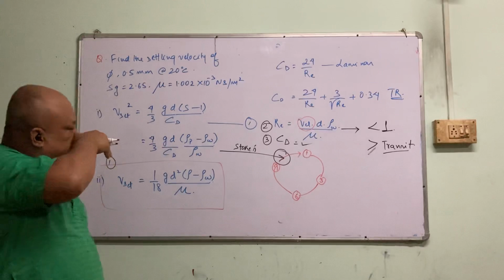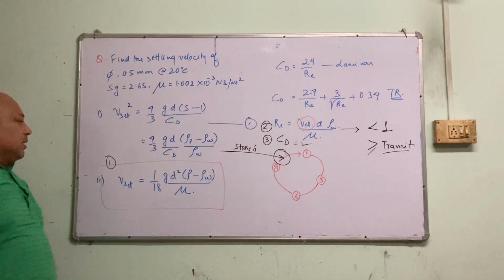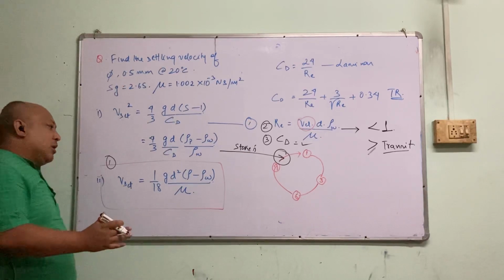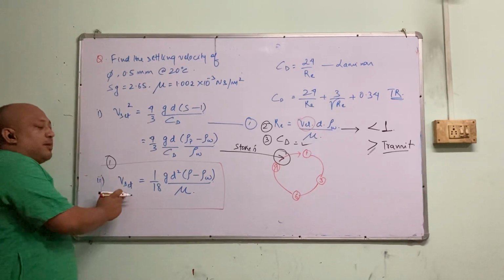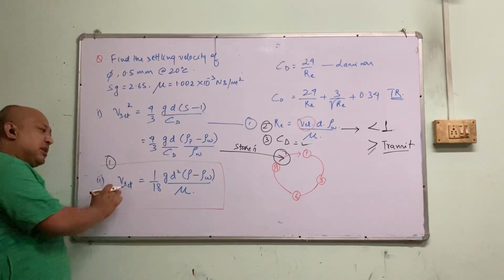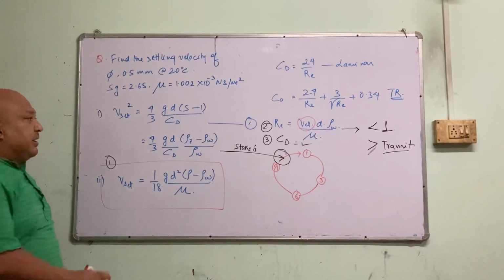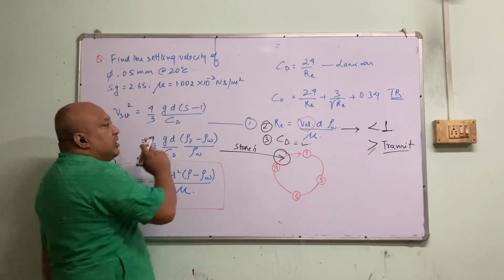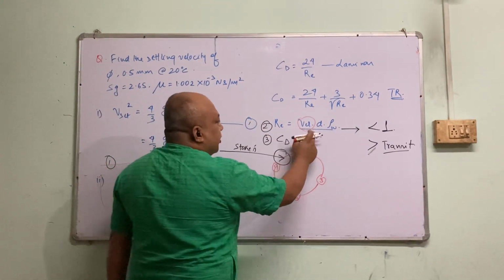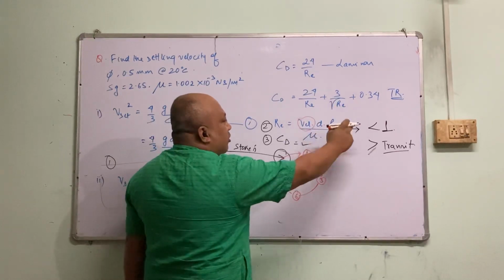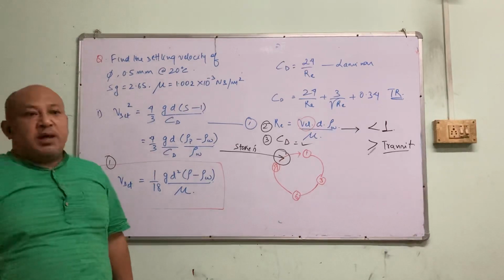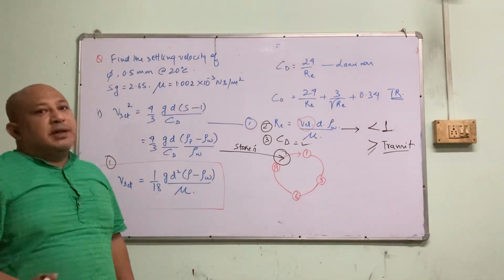Now let me repeat again, so that you don't have to rewind. First of all, we will straight away find step number 1, that is settling velocity using Stokes law, assuming that it is laminar flow. Getting the settling velocity, we will find the Reynolds number, and we will check whether the flow is laminar or transitional. If it happens to be less than 1, then it is laminar. Then the answer is over.